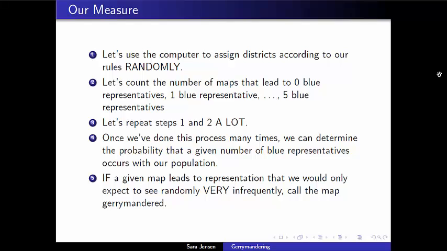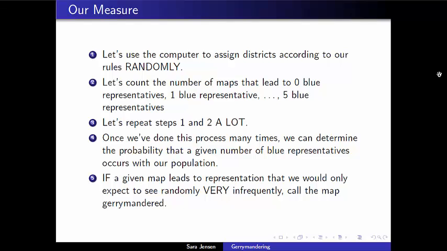And then what we'll be able to do is draw a little graph of, well, how often did I get 0 blue representatives? How often did I get 1 blue representative? How often did I get 2 blue representatives? And we'll create probabilities for each of those scenarios, saying if we had a computer doing this, which had absolutely no bias and was doing everything 100% randomly, I can tell you how frequently we would expect to see each of those distributions. And if I've done it enough, that should be a good sample of what is going on in the world without personal interference.